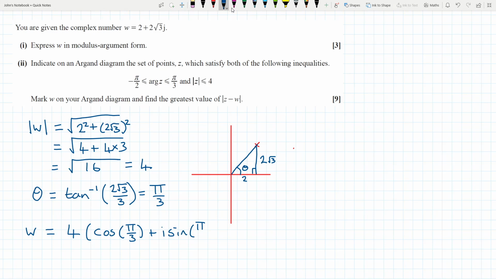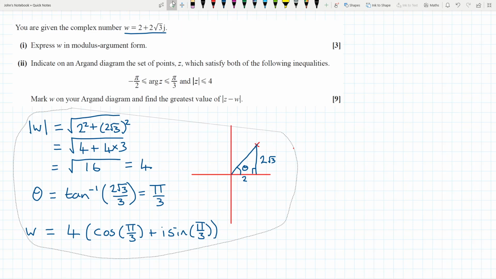of pi over 3. Now, a common mistake that you can make here is you can be tempted to multiply that back out, but if you were to multiply that back out, it would all just end up being like the original thing, and we wouldn't have actually put it into modulus argument form. Okay, now let's have a look at the second part.